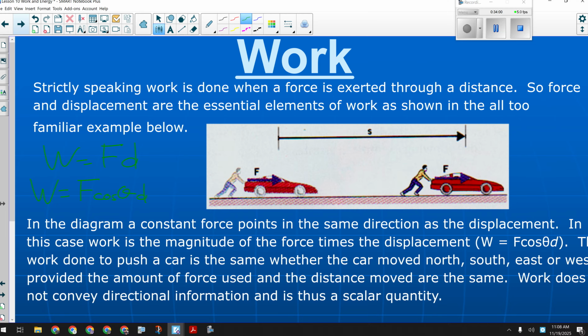If I push on the cart, from the cart's perspective, that is positive work. It gains the energy I give. From my perspective, it's negative work. After pushing the cart, I have less energy. So work can be positive or negative. Energy, no. Energy is scalar, entirely. But work, from a perspective standpoint, can be positive or negative. I think that covers everything on that slide.